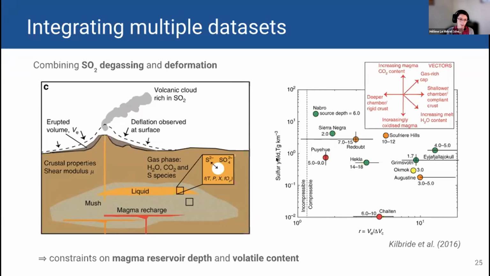If you look at the sulfur mass versus the ratio, you can see that there are different trends. They define these different trends, and they provide constraints on two very important parameters, which are the magma reservoir depth and the volatile content for each of these eruptions. The caveat is that this approach is mostly applicable to explosive eruptions, for which we have SO2 emission data, usually from remote sensing, and erupted volumes at the surface, and also some modeled deformation to get the volume change from geodesy.